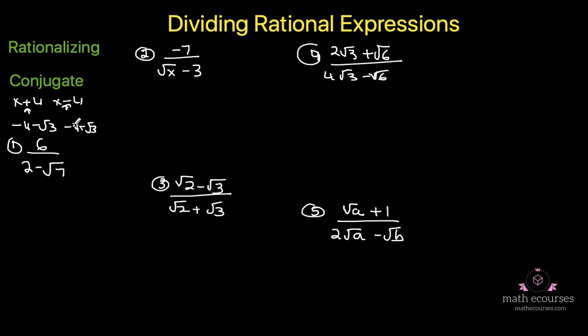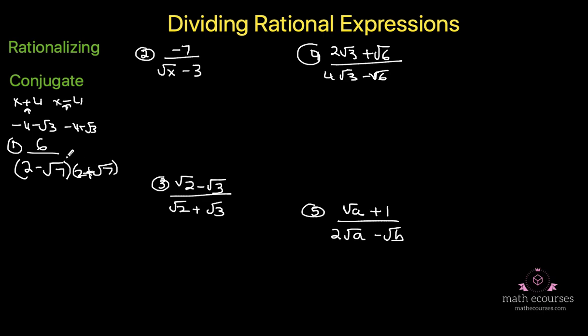All right, so that's how you do these. You multiply the numerator and the denominator by the conjugate of the denominator. That's the only way I'll get rid of the square root. So let's work these out. So number 1, put parentheses because it's a binomial. You're going to multiply by this conjugate, 2 plus square root of 7.